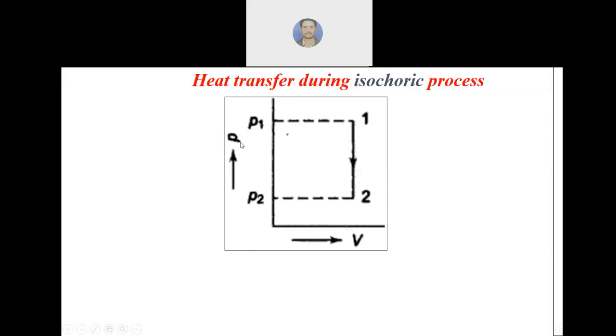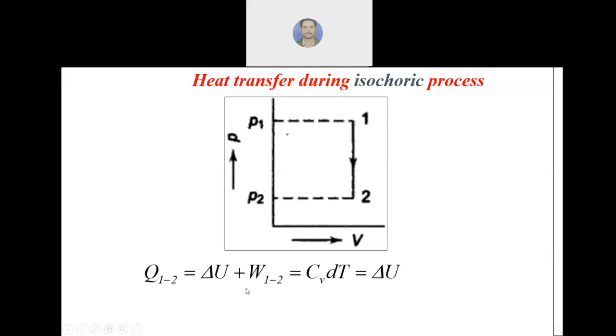So, how will you represent a constant volume process in a pressure-volume graph? This PV is nothing but the pressure and volume graph. On the y-axis it is pressure, denoted by P, and on the x-axis it is V, which is nothing but volume. So if volume is constant, meaning an isochoric process, it is represented as a vertical straight line. So what is the heat transfer in this case? You write the first law of thermodynamics.